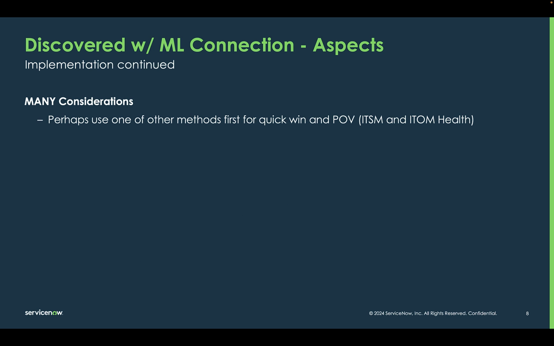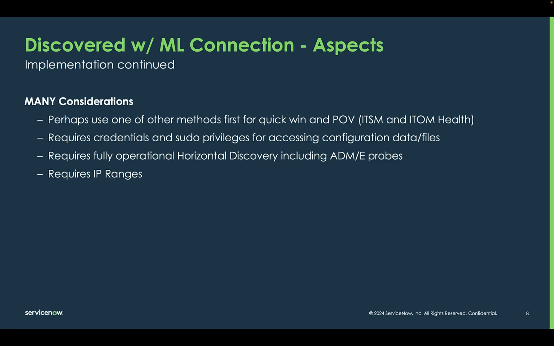Like before, there are many considerations when using top-down discovery. Perhaps you may want to use another method for a quick win to show your service CIs. However, machine learning connections can lighten the burden of having to develop custom connection patterns. You will require credentials and privileges for accessing the servers, but maybe not as significantly as horizontal discovery requires, especially the ADM and ADME probes, to capture those open established connections.